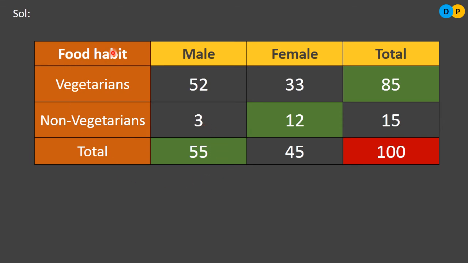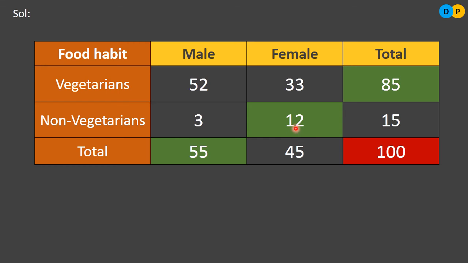In the table I have considered these cells, that is 55, 12 and 85, and represented them in green color because these are the given data, so that you can identify them easily. But these black color cells, 52, 33, 3, 45 and 15, we need to find out. How to find them? Very simple.